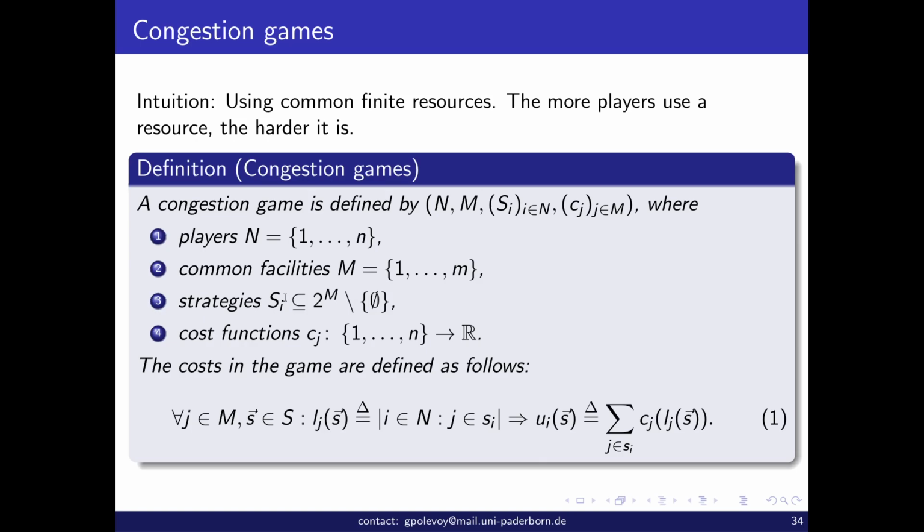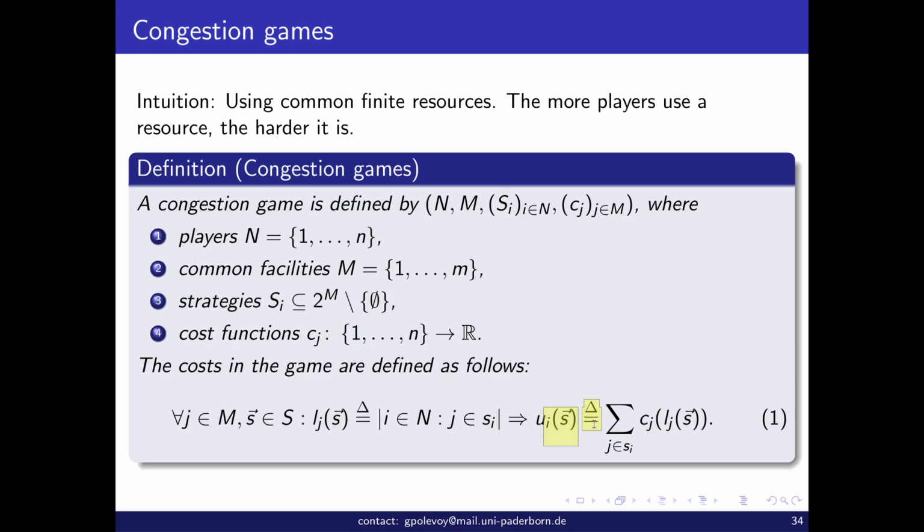Then cost functions. They exactly quantify how hard it becomes when several players use the same piece of road. So for each j in M, for each common facility, c_j is a function from the number of users to the real numbers. And here it's a game of minimizing costs. Despite that, we will write utilities simply because there are cost functions. And now we are going to define, based on the cost functions, the utilities of the players. But it's still the minimization of cost.